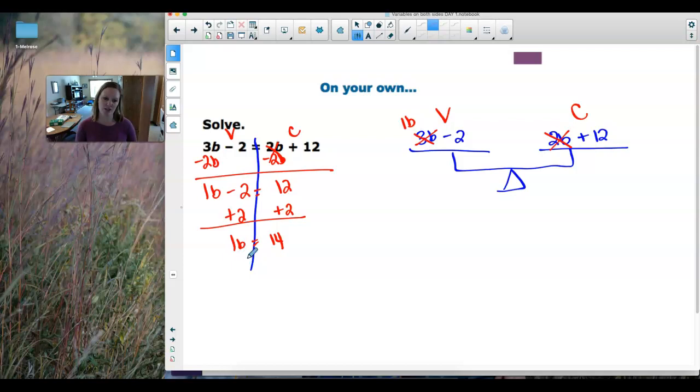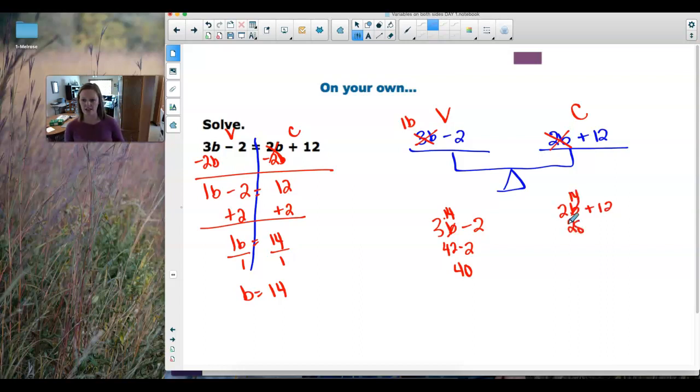And technically, the b is already by itself. If it helps you, you can divide by 1. b equals 14 is our final answer. Okay, and that would balance the two sides. 3b minus 2, if I put 14 in there. 3 times 14 is 42 minus 2 is 40. On the other side, we'd have 2b plus 12. If I put 14 in there, we have 28 plus 12, which is also 40. So we notice that really the two sides are equal if b equals 14.